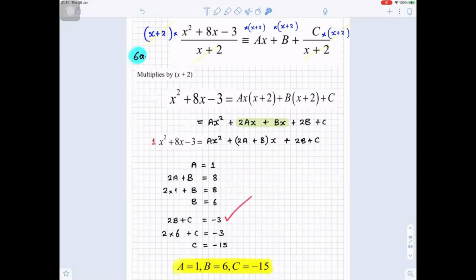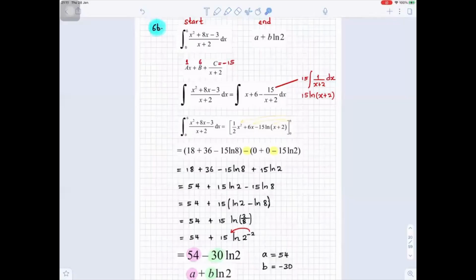And 2b plus c is minus 3. We know b is 6. We substitute 6 in there, and that will give c to be minus 15. So your three numbers are a is 1, b is 6, and c is minus 15. For part B, it says we should integrate that expression. So we start there, and that's where we want to end. Since we had changed it to partial fractions, we know a is 1, b was 6, and c was minus 15 from part A. We can write it out like that.